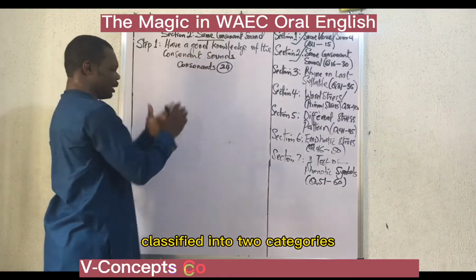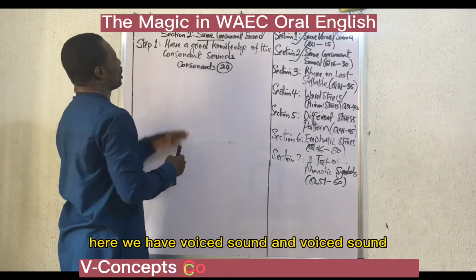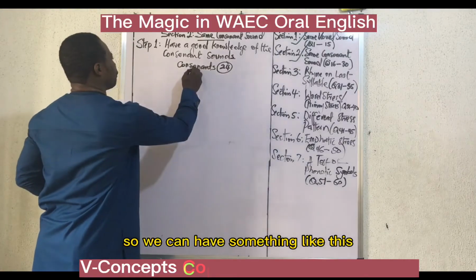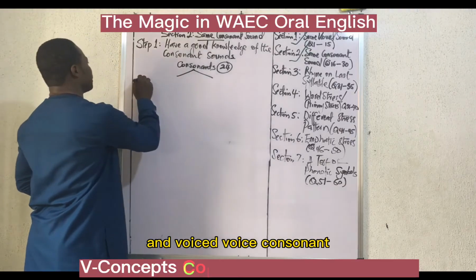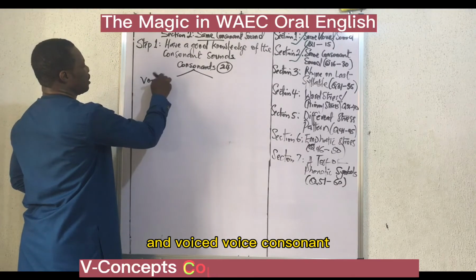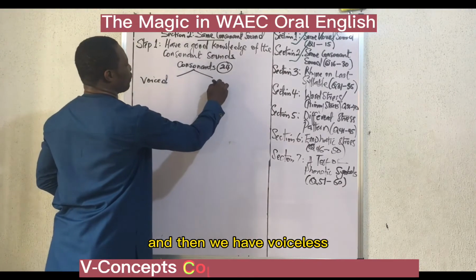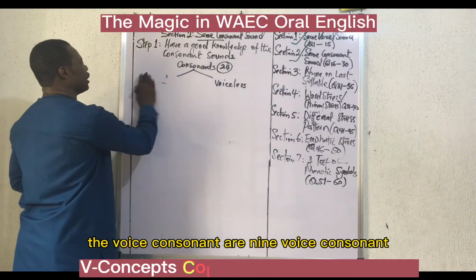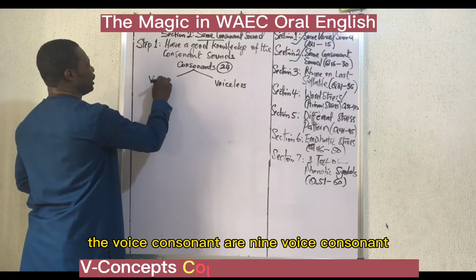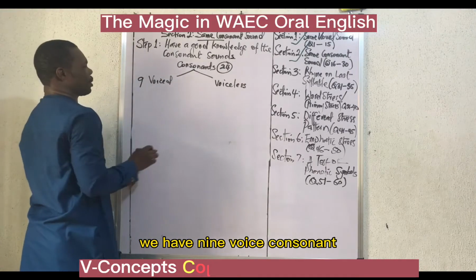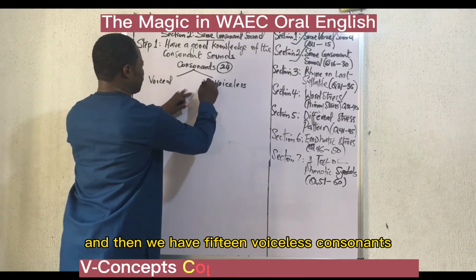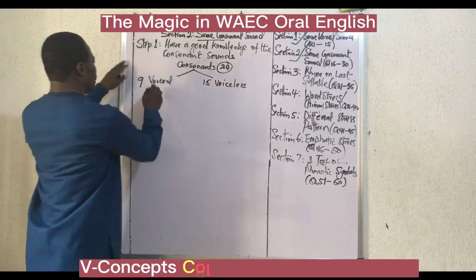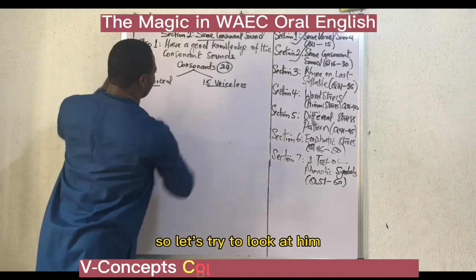But for the consonants, they are classified into 2 categories. Here we have voiced sounds and voiceless sounds. So we can have something like this and say voiced consonants, and then we have voiceless consonants. There are 9 voiced consonants, and then we have 15 voiceless consonants. Altogether, they give us 24 sounds. So let's try to look at them.